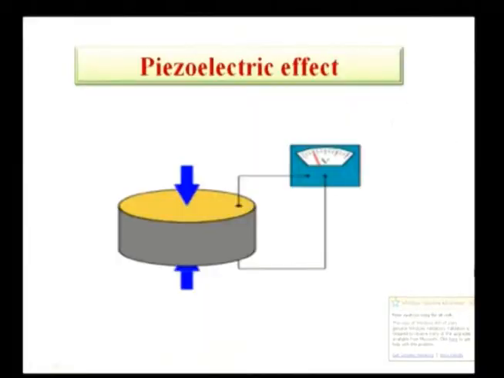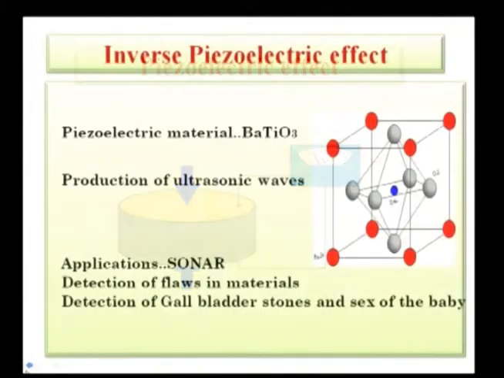When I apply alternating voltage, the crystal will begin to vibrate. These thickness vibrations are the so called ultrasonic waves, right, or a sonar. So now what you will observe is that the ultrasonic waves are produced by a material like barium titanate.